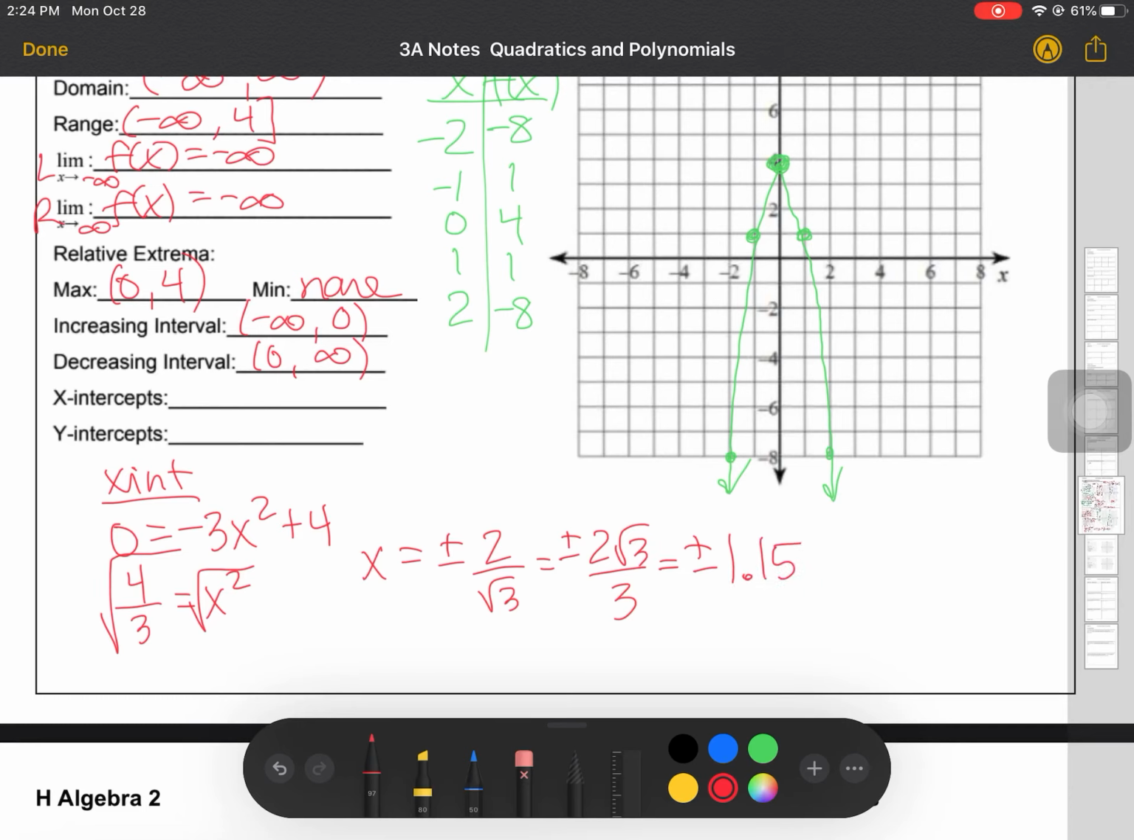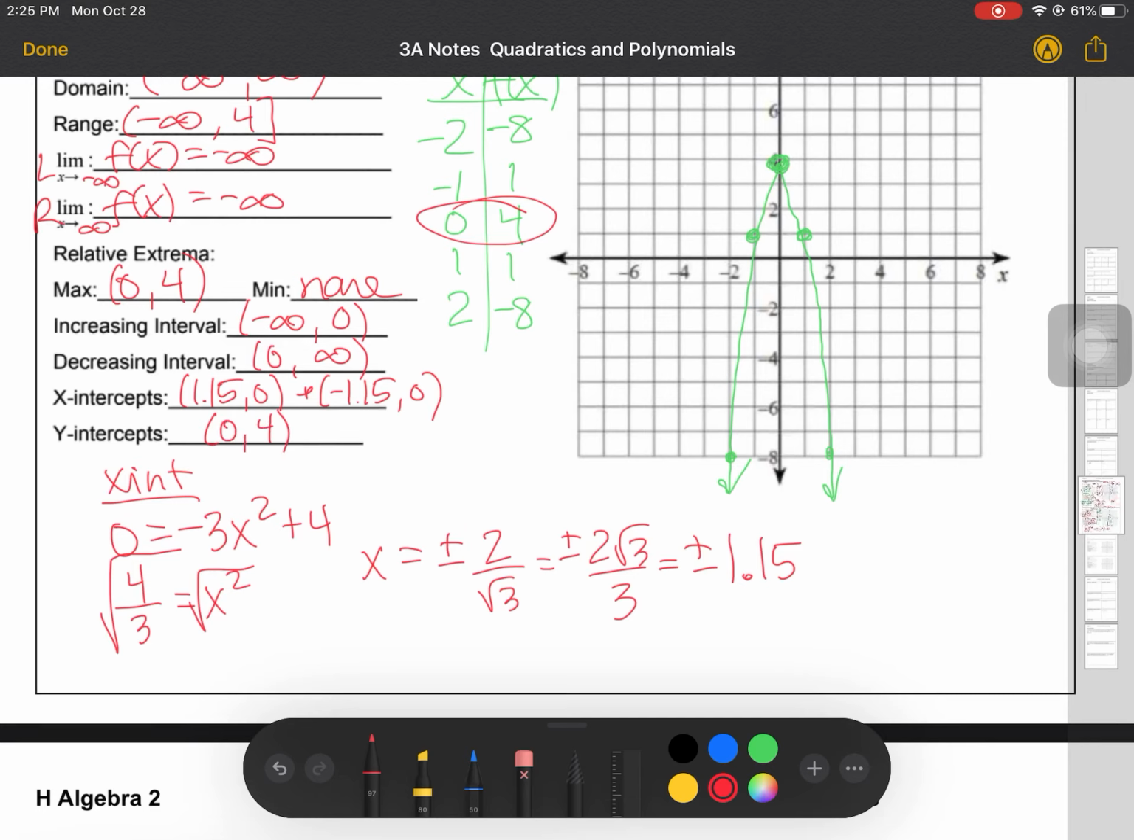The reason, again, that I care about that is I want to be able to look at my graph and make sure that that seems reasonable. These seem to be crossing at about plus or minus 1.15, so that means I probably did it right. If you leave it as an exact answer, this 2 root 3 over 3, you don't necessarily know if you did it right or not, so do make sure you're checking that out. My y-intercept, I also did that already when I found my vertex, so I'm just going to fill it in.